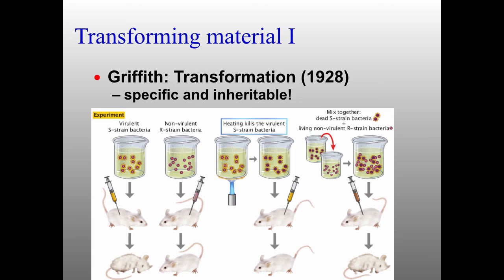So this was the transforming principle. The transformation that happened here was you took these bacteria, the S bacteria, or sorry, the R bacteria, rough, smooth, I always get confused. We'll see the picture of this a little bit later on. So the rough bacteria don't make the mouse sick. The smooth bacteria do make the mouse sick. You kill the smooth ones, they don't make the mouse sick.